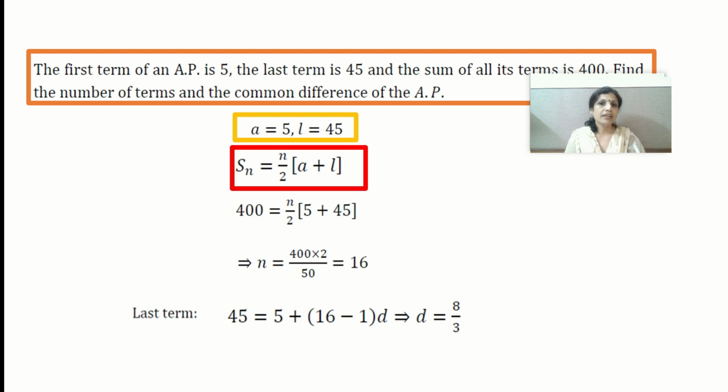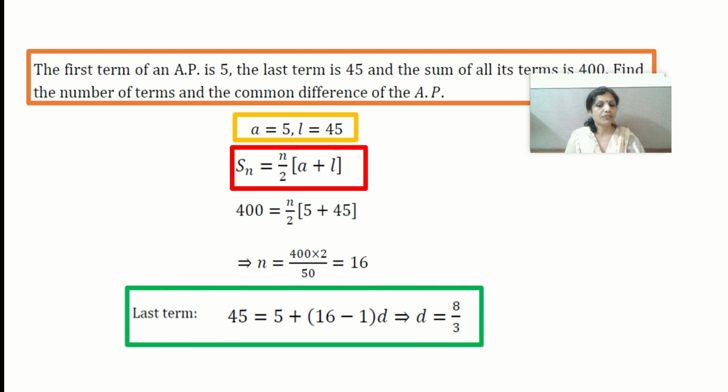So an is equal to a plus n minus 1 into d. If we use this formula, we will substitute 45 is equal to 5 plus 15d, and when you solve it, you get the answer of d as 8 upon 3. So step by step, you first have to write the data, check out which formula can be applicable here, and you will get the answer.